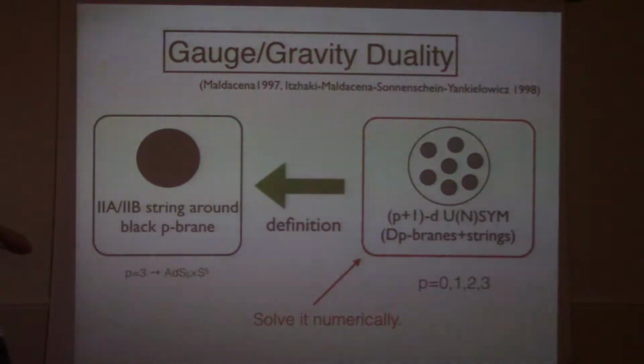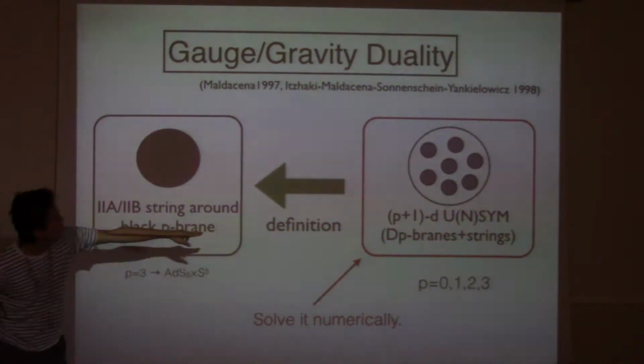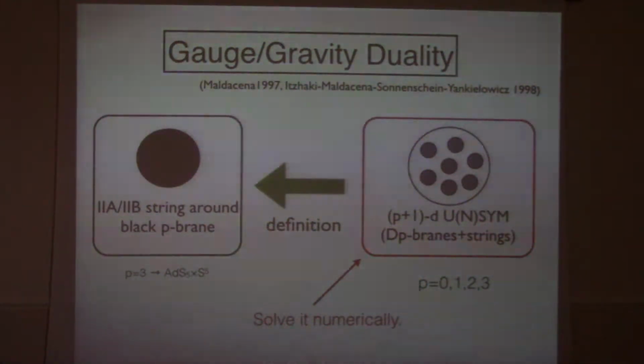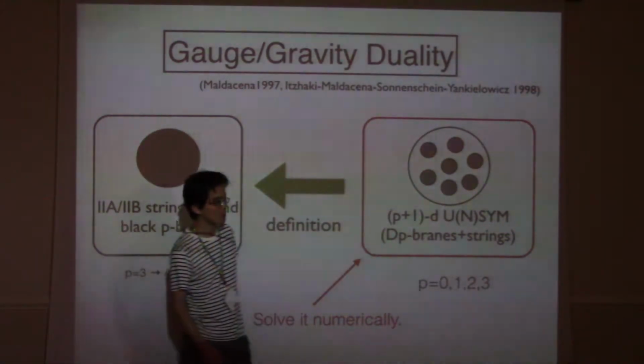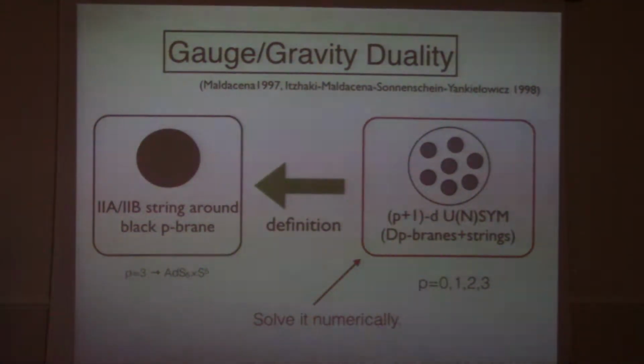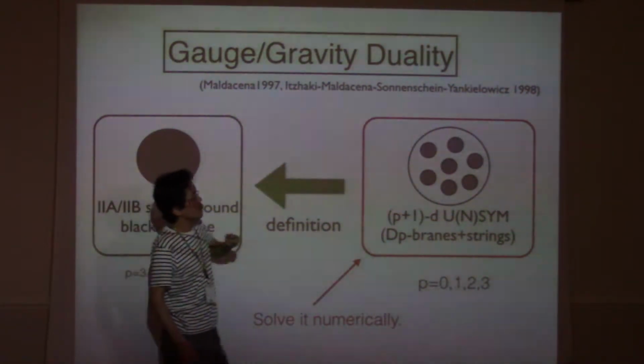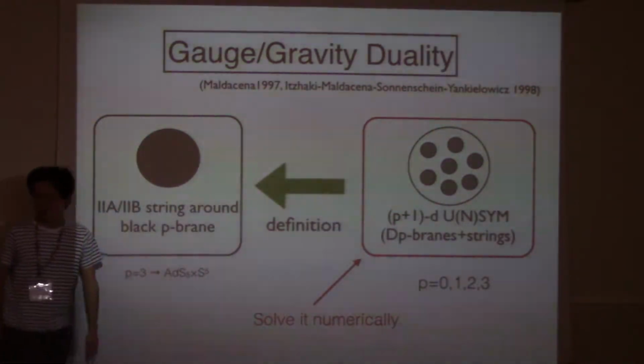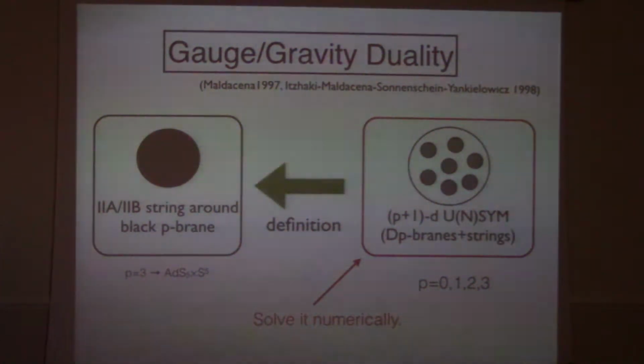The most basic example is the correspondence between the black p-brane and the p+1 dimensional maximally supersymmetric theory. In the simulation, we want to solve this theory numerically. The first thing to do is check the duality by explicitly calculating this side without relying on any symmetry principle. And then hopefully we can go beyond the conjecture, beyond the test, by using a numerical method.